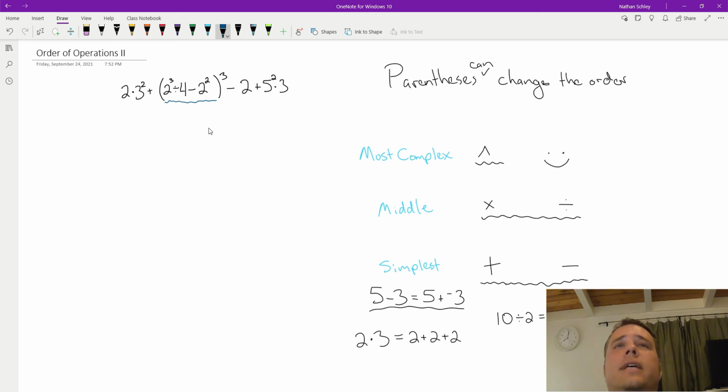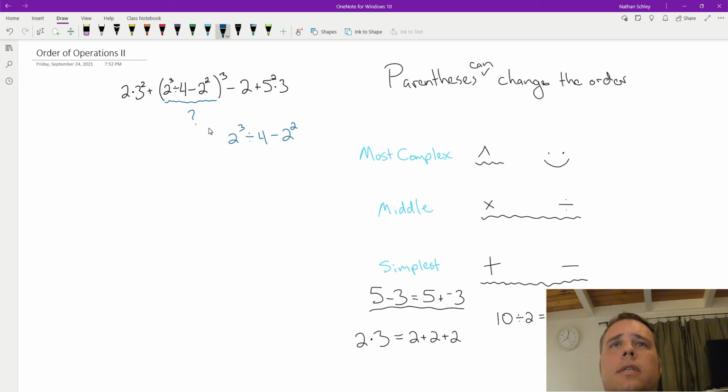Oh yeah, so here is the first expression inside the parentheses. We're going to focus on that first because parentheses says this is an expression with no interaction with anything outside the parentheses. So let's figure out what this is. Inside the parentheses, we have 2 cubed divided by 4 minus 2 squared.